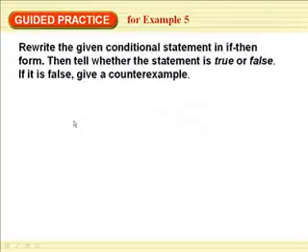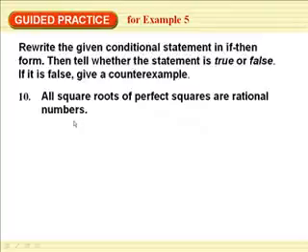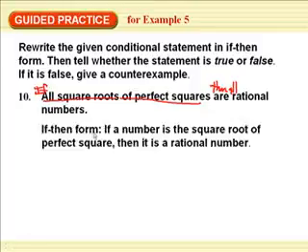All right, rewrite it. Tell whether the statements are false. All square roots of perfect squares are rational numbers. So it would be if a number is the square root of a perfect square, then all are rational numbers. That is true, because it would be a perfect square like 25.